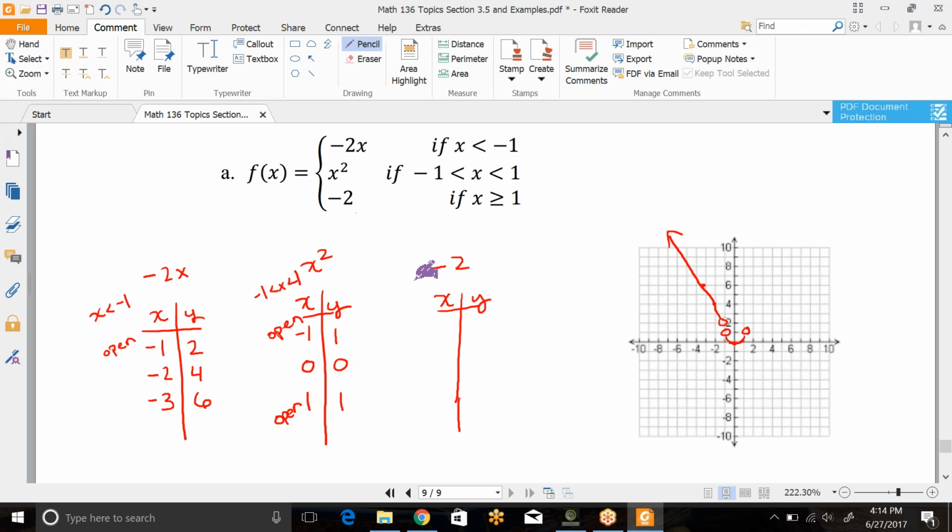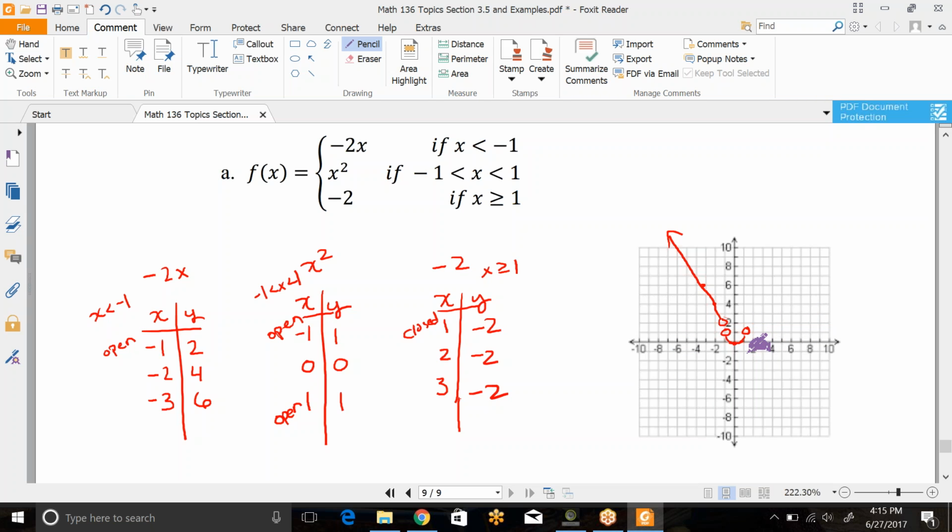Okay, this third table is for when x is greater than or equal to 1. So 1 is the starting point, and it's going to be closed this time because it has the equal to. And this says greater than 1, so we're going to just pick numbers greater than 1. This has no x to plug into, so that means no matter what x you see, the answer is always negative 2. So this is what we call a constant function. It's just going to be flat.